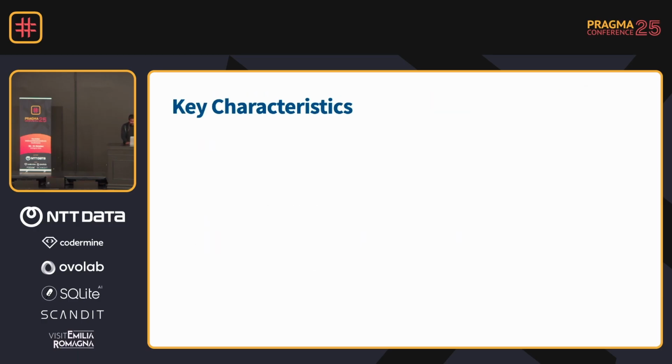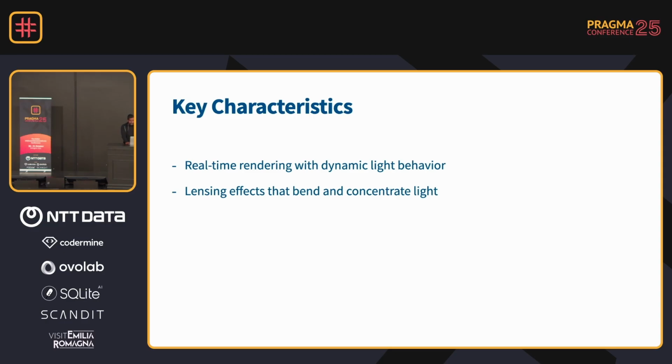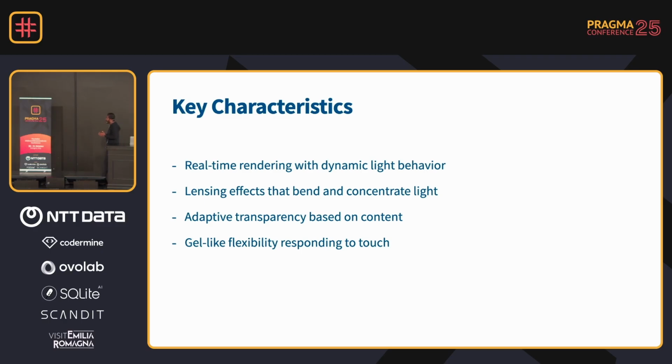All right. So there are a couple of things you need to understand, like how these things render. It's real-time rendering, giving some sort of dynamic physics, and especially the lensing effects, where it bends the light and concentrates the light as well. Especially components like switches and toggles, and also the sheets. And adaptive transparency based on content. When it comes to content, the main focus of iOS 26 is giving more space to content. So your content has to shine through these glass effects. That's the main thing.